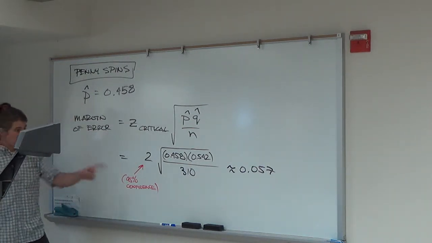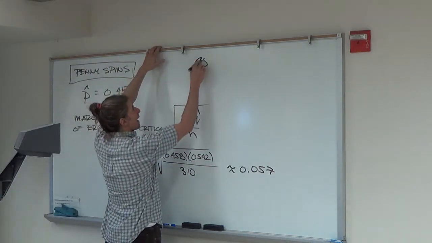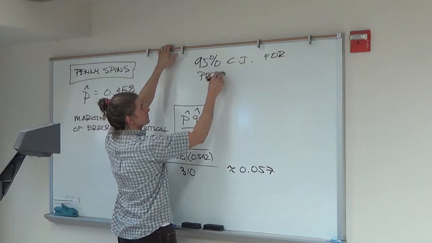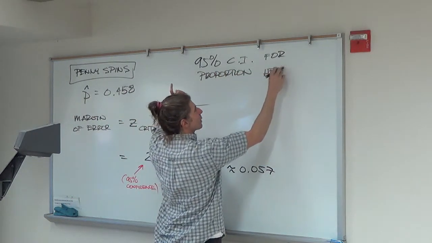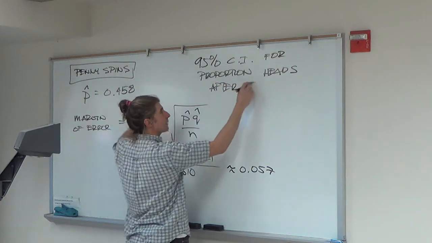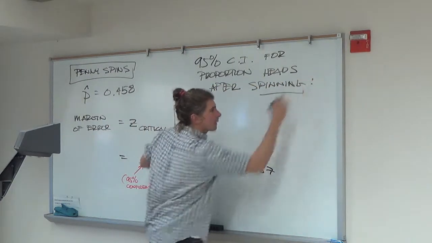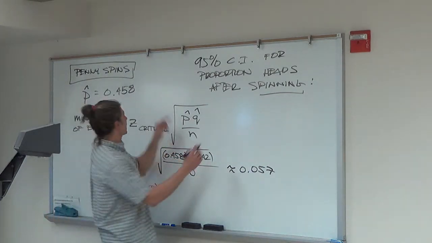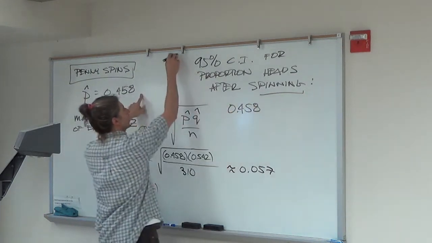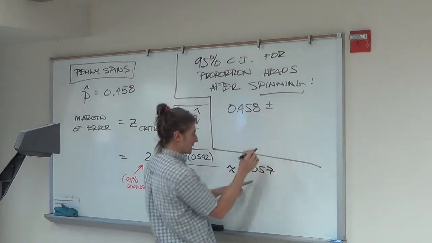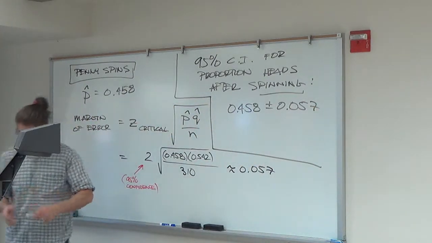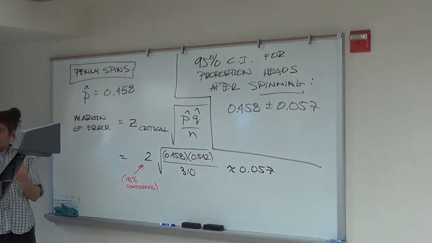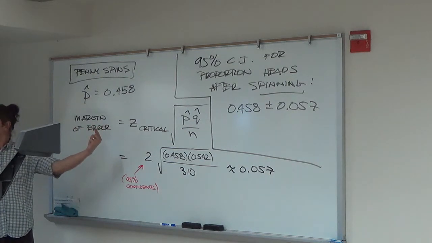So you see what's going on. Here's the margin of error. The 95% confidence interval for the proportion of heads we get after spinning, not flipping, but spinning, is found by taking this and that together. We add and subtract it. So you take 0.458, plus or minus 0.057. We said we're fairly certain it's not 0.458, but we're 95% certain that it's within 5.7% of 0.458.